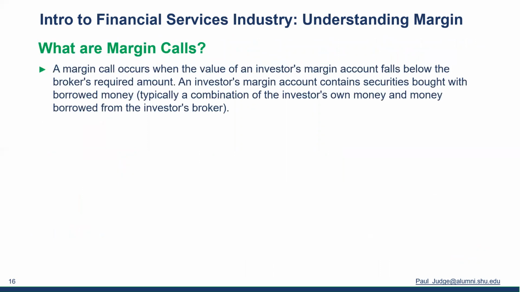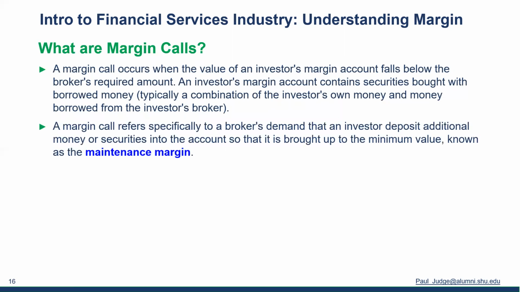So what are margin calls? We just kind of went through this. A margin call occurs when the value of an investor's margin account falls below the broker's required amount. And notice, it's the broker's required. We talk about the minimum under Reg T, but brokers have their own requirements that are set up when the client opens the margin account. An investor's margin account contains securities bought with borrowed money, and that's why this happens, right? A margin call refers specifically to a broker's demand that an investor deposit additional cash or securities into the account so that it's brought up to the minimum value known as the maintenance margin.